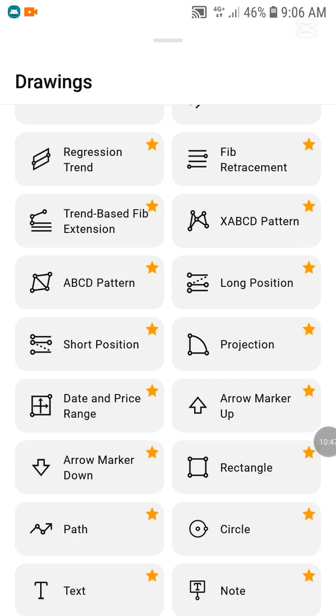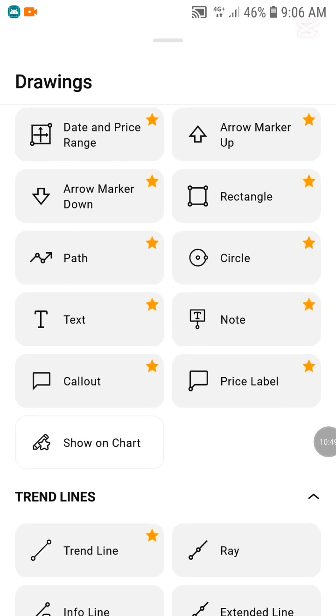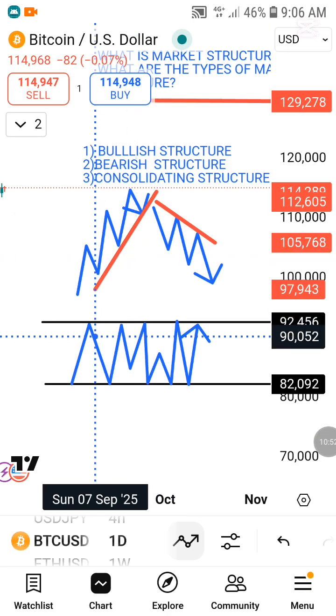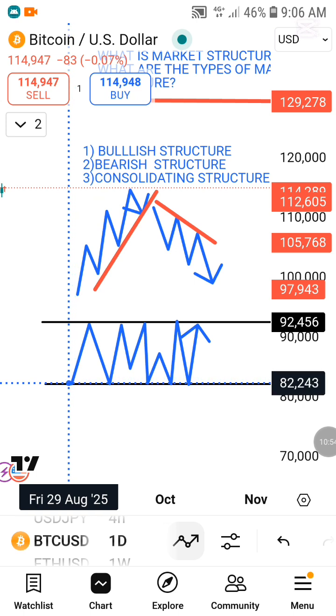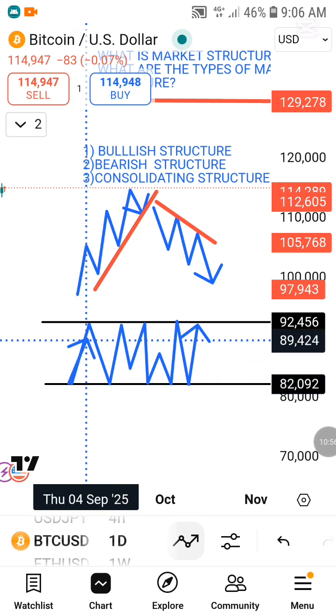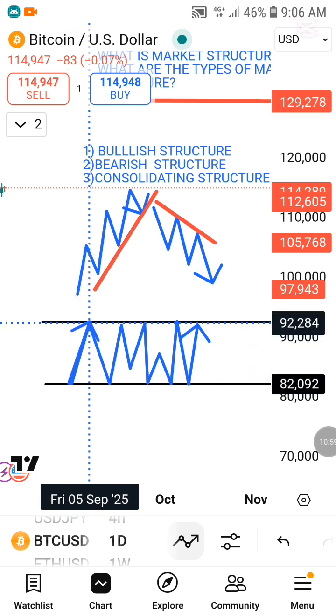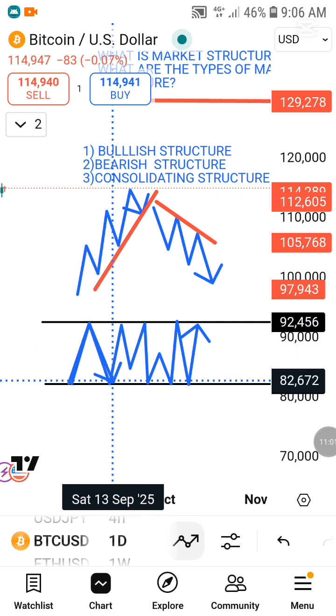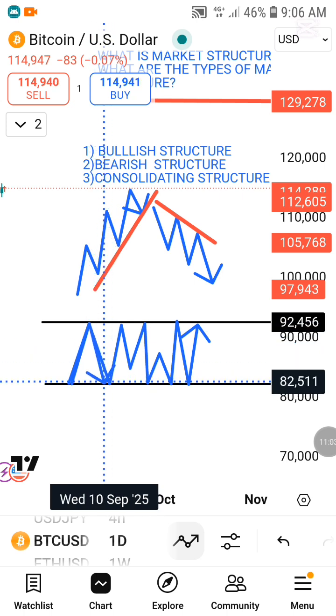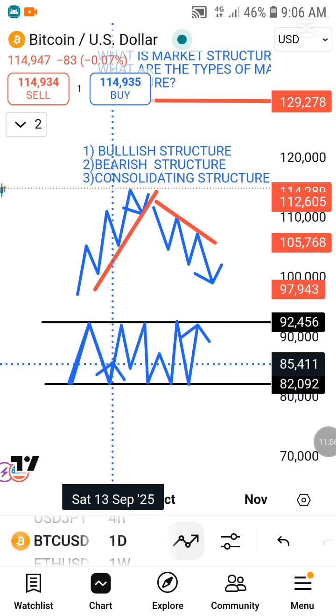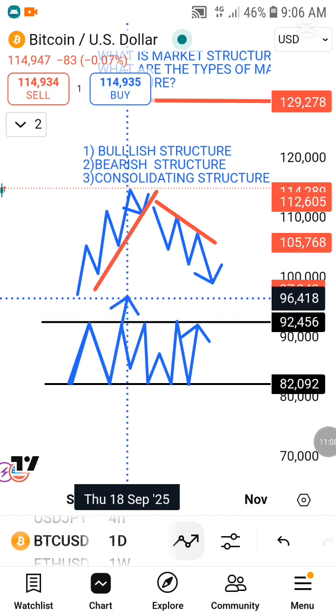Now, how do you enter or trade a consolidating market? In a consolidating market, when you find a market like this, you should not trade inside this zone. Do not trade in a zone like this because you will definitely lose money. When you see a market like this, what you should do is wait for a breakout in either direction.